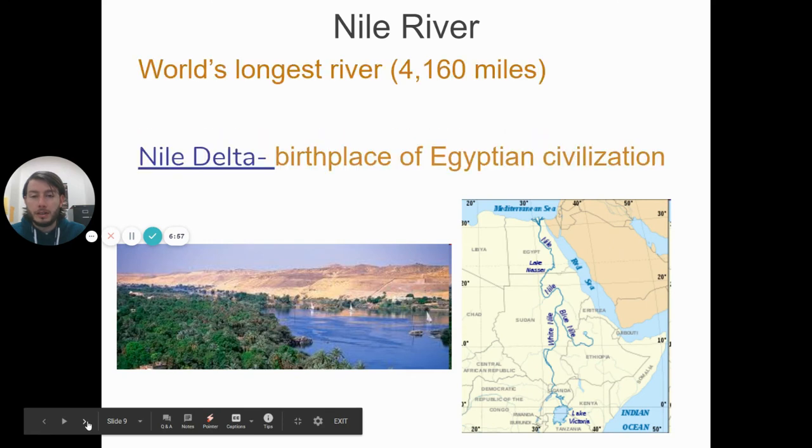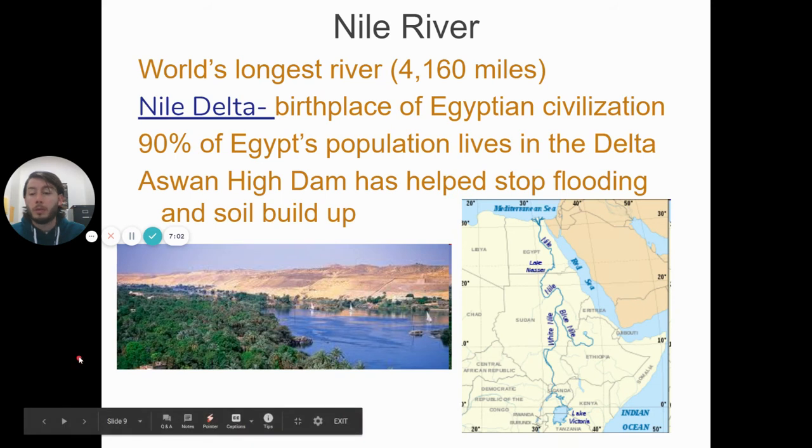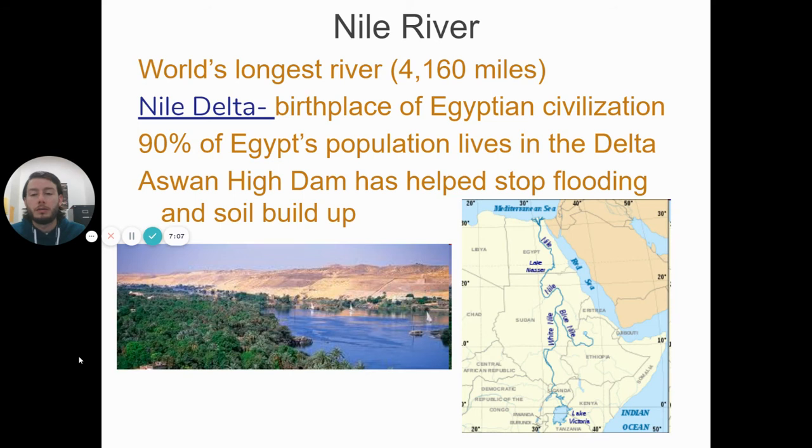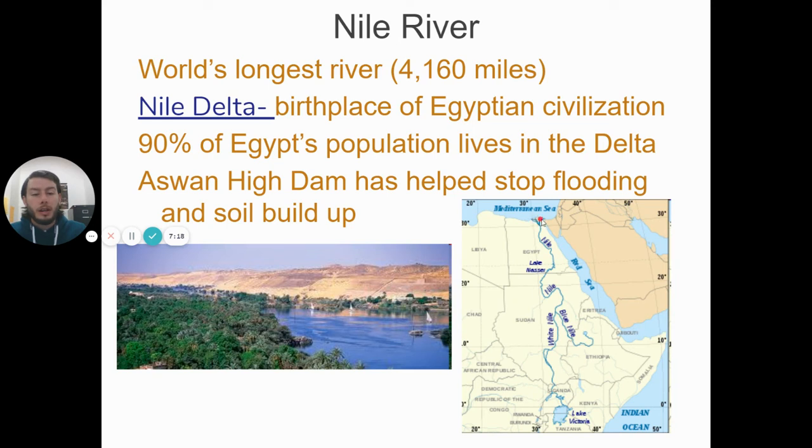Okay, the Nile River. This is the world's longest river. It's the birthplace of the Egyptian civilization, which we'll talk about next week. And 90% of Egypt's population lives in the Nile Delta, which I'll show you a picture of at the end, but the Nile Delta is just this part right here where my little red laser pointer is. This is known as the Nile Delta because the Nile splits off into smaller rivers here and heads out to the Mediterranean Sea. And this is where 90% of Egypt's population lives.